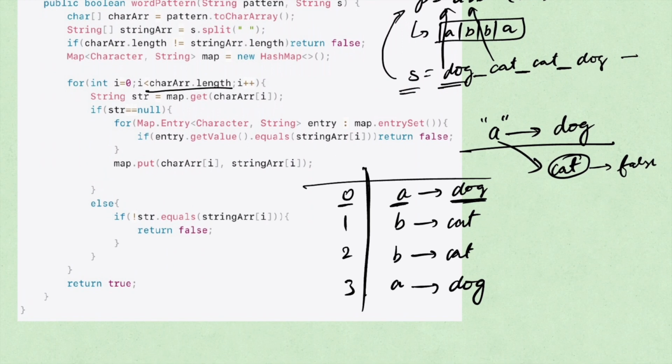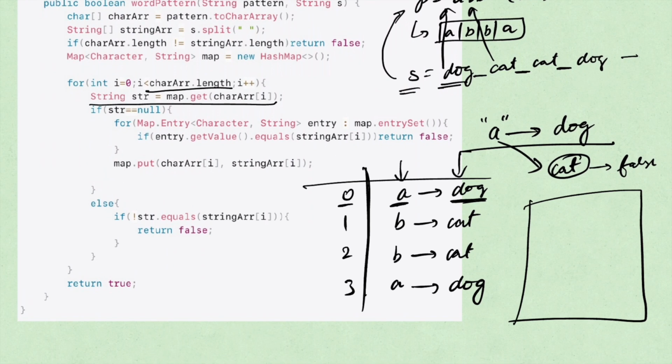So what we will do is pick up the zeroth character, and with that we will see in our map what string is mapped to it, right? So we try to get a string, but right at the first moment, let's say this is our map where we'll be keeping our mappings. Here it will be empty. Against A we don't have anything present inside this map, right? So it will be empty.